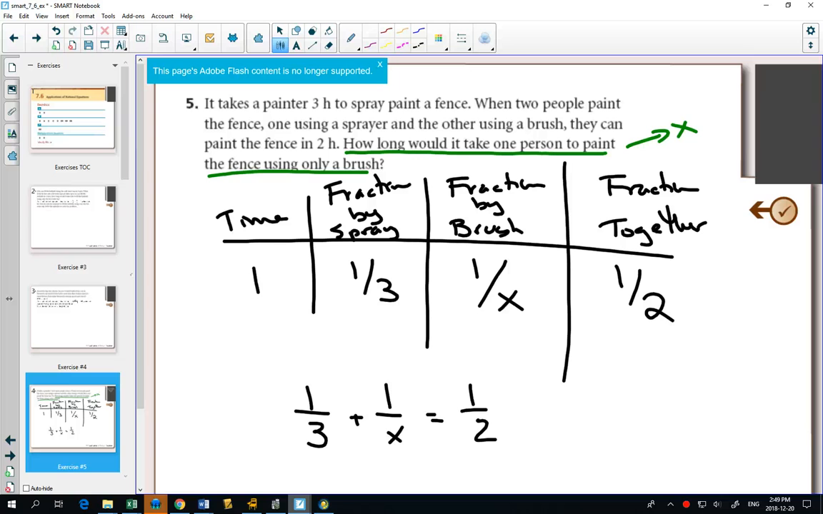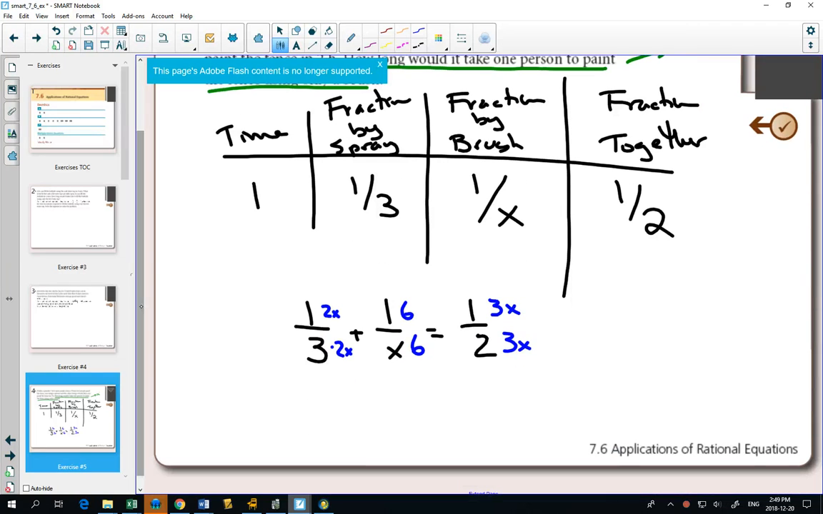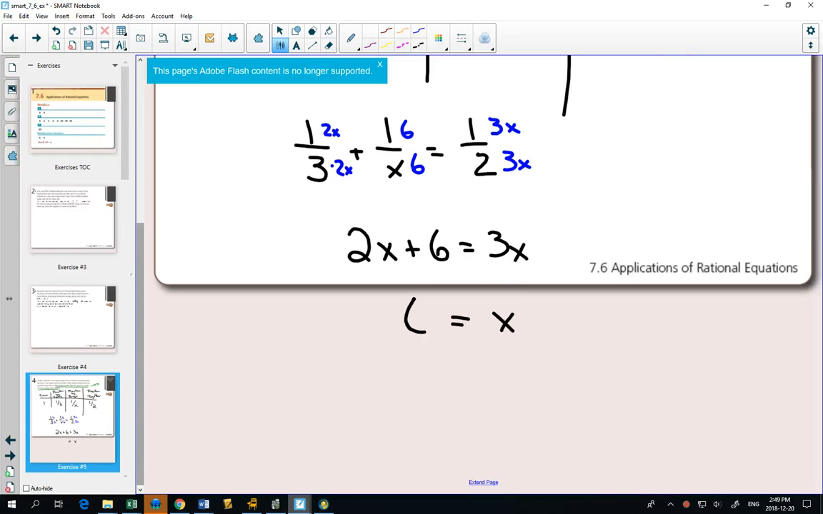And again, we get our common denominator. So we'll multiply this one by 2x and 2x, this one by 6 and 6, and this one by 3x and 3x. Get a common denominator of 6x, multiply both sides by 6x, and we're left with 2x plus 6 equals 3x. Combine your like terms. It would take 6 hours to paint the fence by brush.